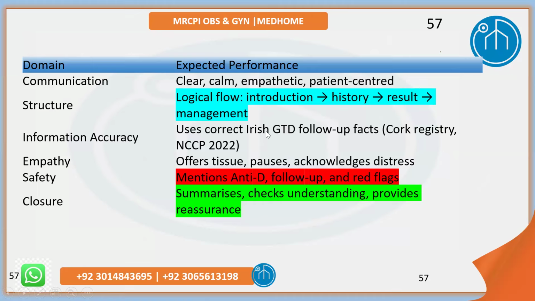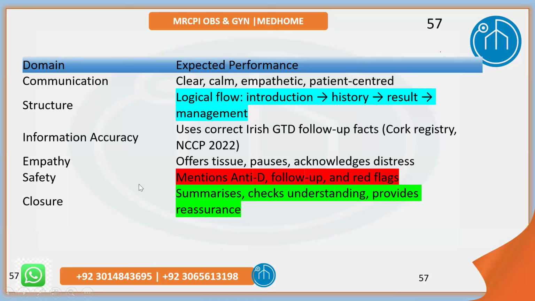Then accuracy: in ectopic pregnancy, you are following the guideline. In Irish, for this you are following the guideline. You were empathetic, that has 1 mark. You mentioned my safety netting, follow up, and red flags. These 3 things usually carry 1.5 or 2 marks for this.